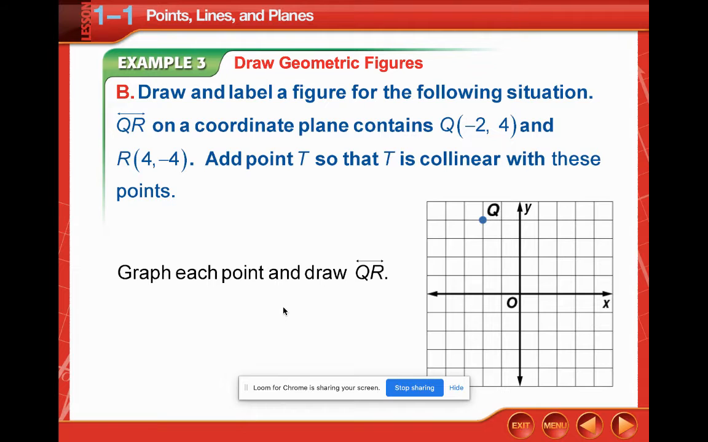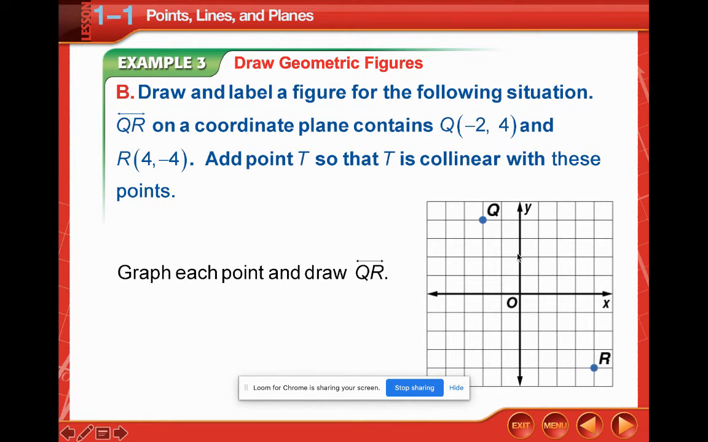All right, so here's the coordinate plane. You've got to graph each point. So Q is (-2, 4), so you go over 2, 1, 2, and then you go up 4: 1, 2, 3, 4. So here's where Q is. And then you also want to graph R. R is (4, -4), so you go over 4, 1, 2, 3, 4, and then you go down 4: 1, 2, 3, 4. So R goes right there.